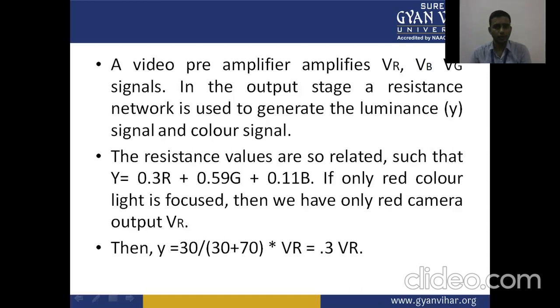If only red color light is focused, then we have only the red camera output VR. Then it will come as 30 upon 30 plus 70 into VR, which is 0.3 VR.